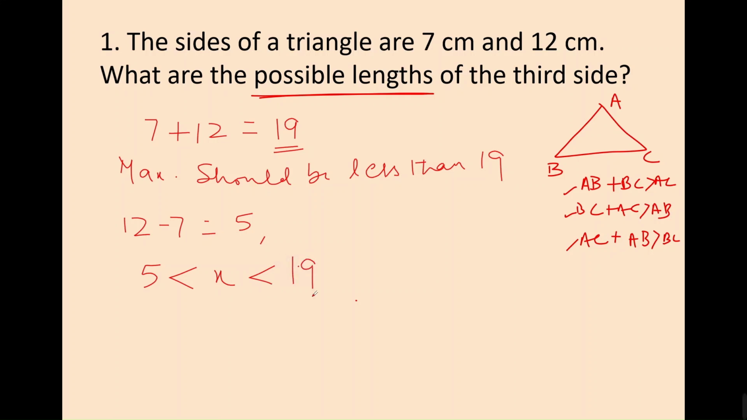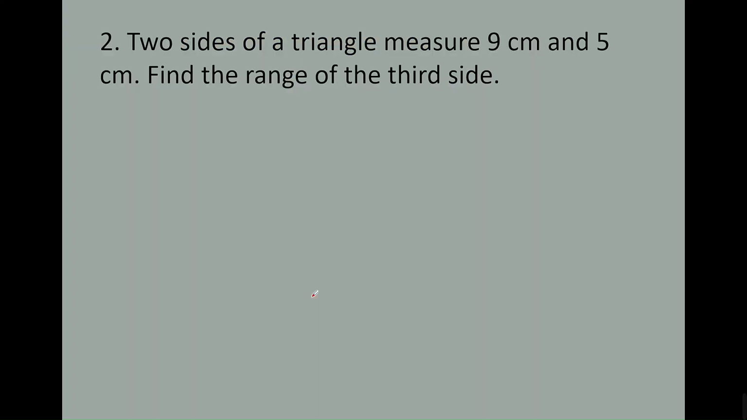Let's have a look at the next question. So again, it is a similar question. So again, you have to find the range. So range is calculated by adding and subtracting the two sides. Range means what could be the maximum or the minimum or the possibilities of the third side.